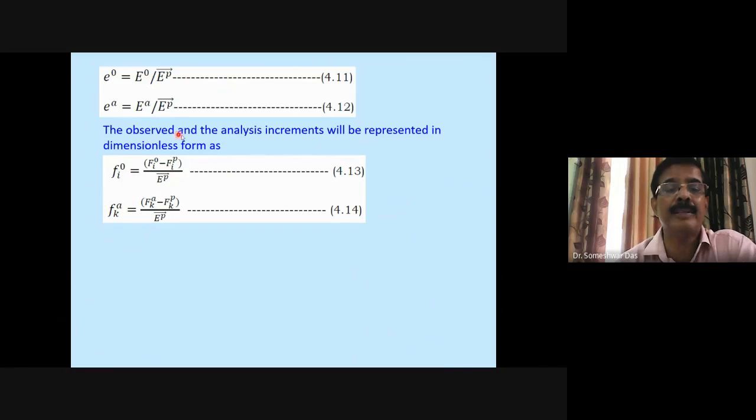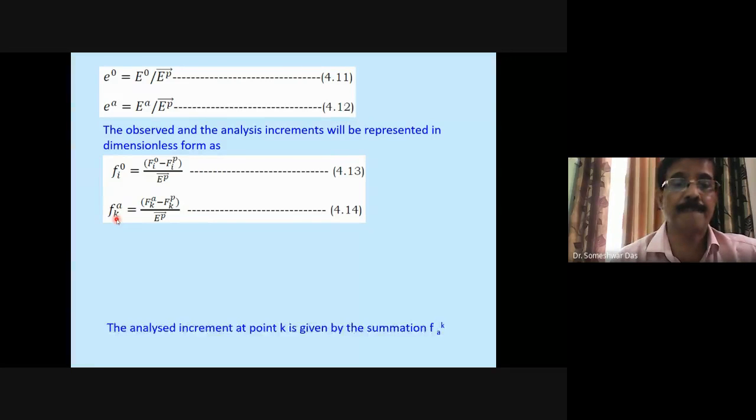We say increment because this is the difference from the observation of the first case and the difference from the observation of the analysis. So this is the analysis increment and this is the observation increment. Observed increment and analyzed increment. We'll have to remember all these notations. All the subsequent equations will have these notations.